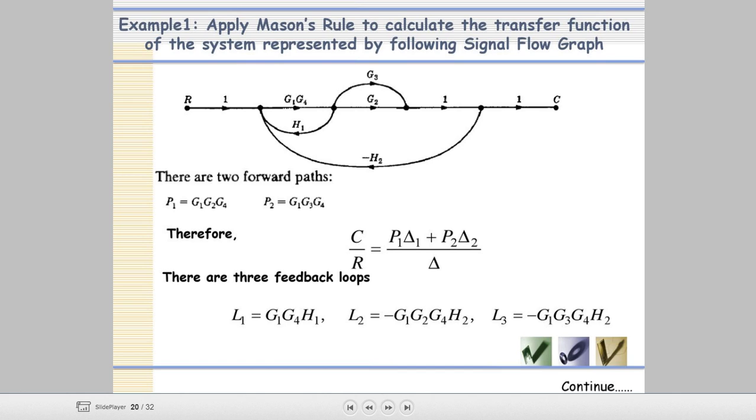Now we'll see the problem. Apply Mason's rule to calculate the transfer function of the system represented by the following signal flow graph. First of all, observe the signal flow graph. R, C, input output. These input output nodes are called as dummy nodes. This is called as branch. This is called as branch gain 1. We can see these are some loops. So let's try to solve the problem.